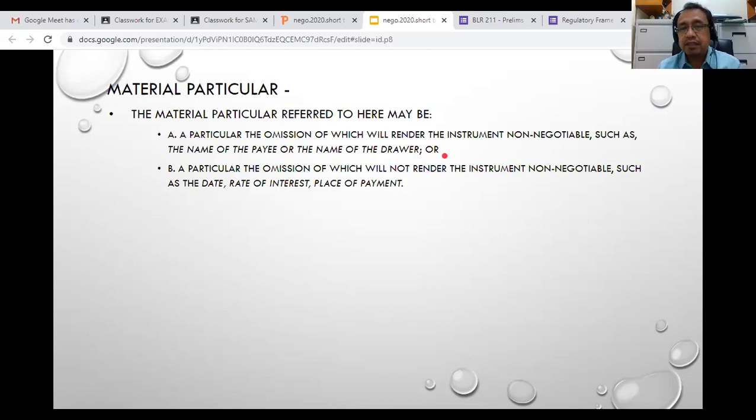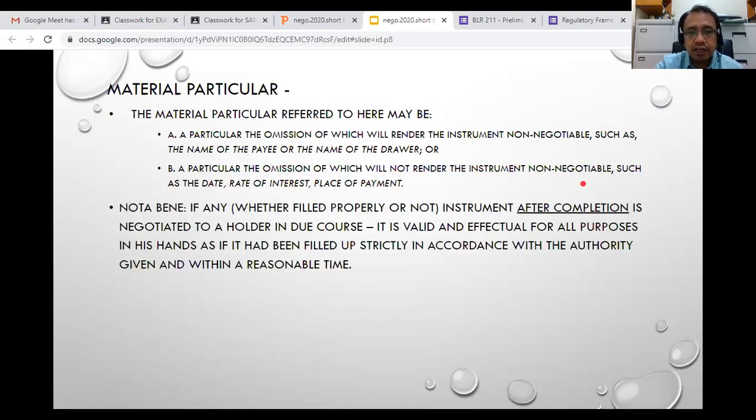Paragraph B. Particular omission, but it will not render the instrument non-negotiable. So the instrument remains to be negotiable. So ano yung mga yon? Section 6, omissions. There is no date, the rate of interest was not indicated, the place of payment, the place of issuance were not indicated. Okay. So those are omissions which will not at all affect the negotiable character of the instrument.